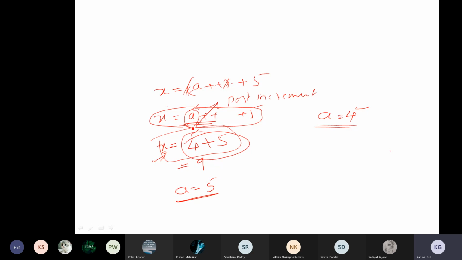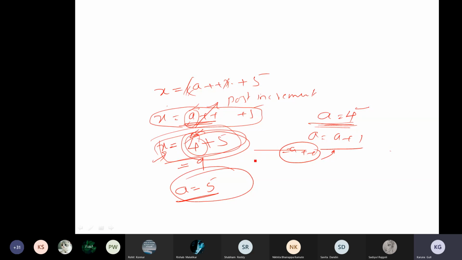Is that clear? Even though I have written it as a plus plus, it is not taking the incremented value of a. According to this, a has to be incremented by 1, because a plus plus is talking about incrementation of a. But it is not taking a as 5 here, it is taking a as 4 itself. Then after doing this evaluation, the a value will be incremented. This is what we call post-incrementation.